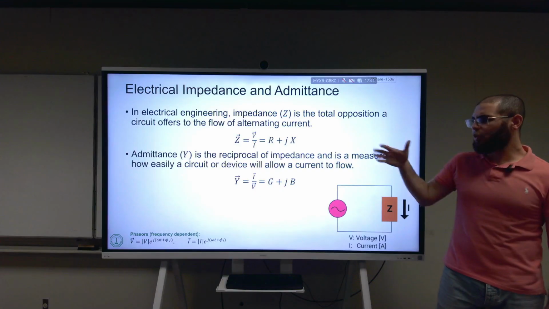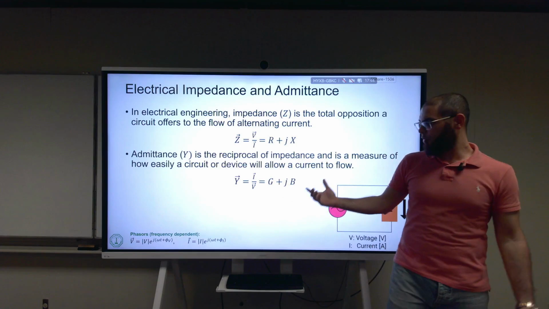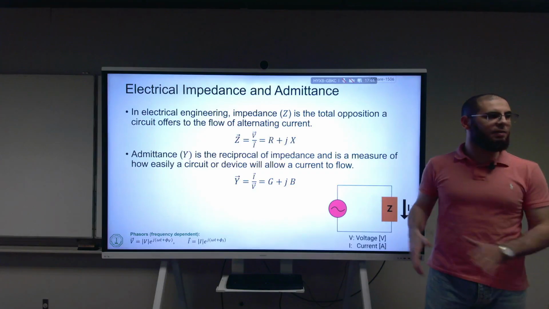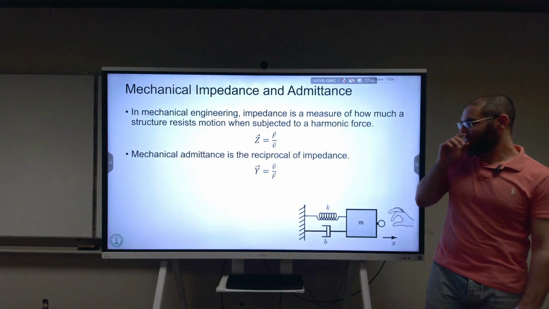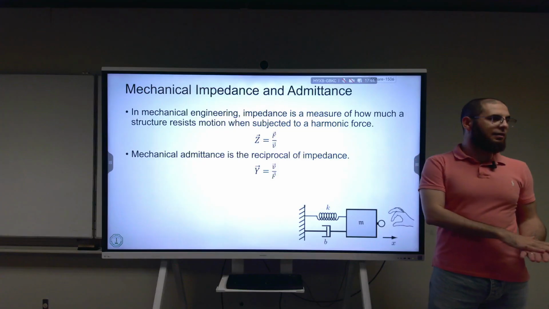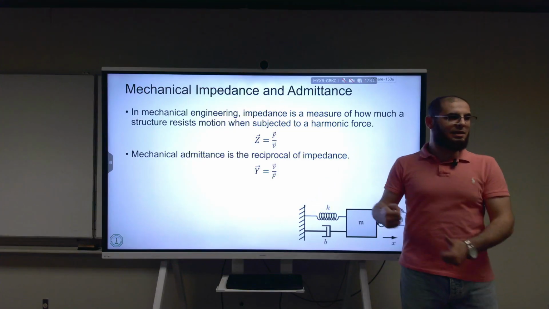Just to remind you, when we talk about this, we have to do it as a phasor, so we need to look into phasors in the frequency domain. This might ring a bell, but we don't need it. I'm just reminding you; we're not going to do things here. I just want to do an analogy from electrical admittance and impedance to mechanical admittance and impedance.